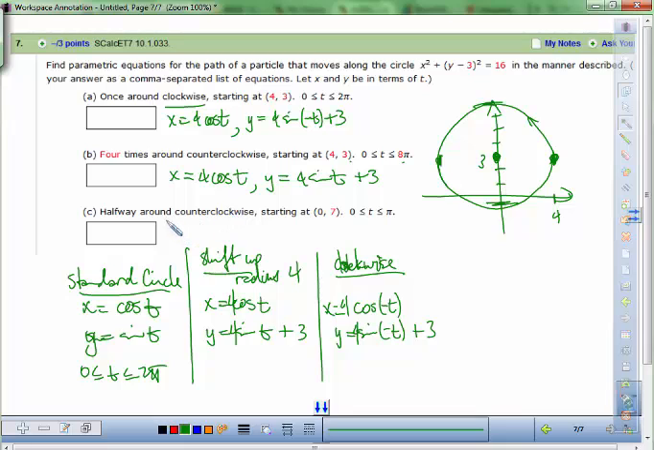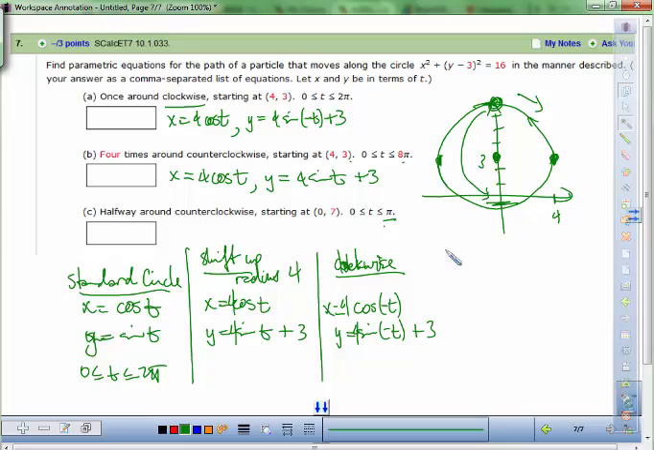So the last one, they want halfway around, counterclockwise, starting at 0, 7. So 0, 7 is up there. You want to go halfway around from 0 to pi, so it'll be kind of like the standard, except you're not starting in our standard position. You're starting at the higher position, and you're going counterclockwise. You could flip the cosine and the sine then, but then you're going to be going in a clockwise direction. So you can flip the cosine and sine, add the negative, is one way to do it. But I wanted to show you another way to do it where you're shifting.